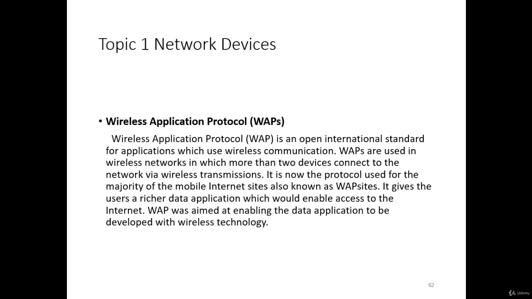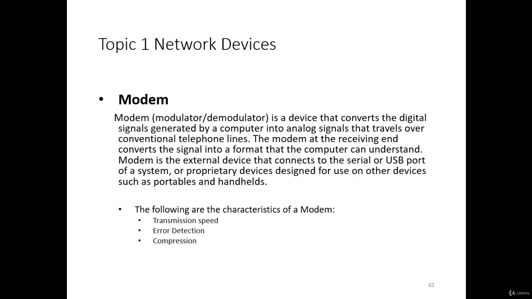Wireless Application Protocol. Wireless Application Protocol is an open international standard for applications which use wireless communication. WAPs are used in wireless networks in which more than two devices connect to the network via wireless transmission. It is now the protocol used for the majority of the mobile internet sites, also known as websites. It gives the users a richer data application which would enable access to the internet. WAP was aimed at enabling data applications to be developed with wireless technology.